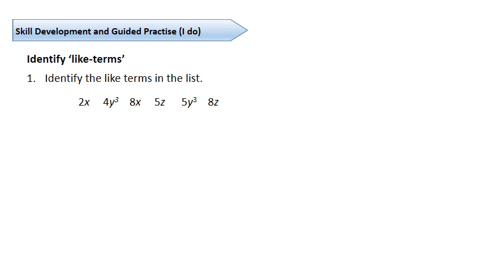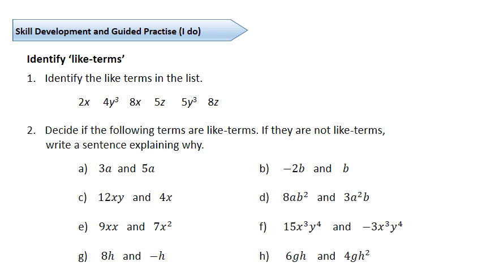Right, identify like terms in the list below. So let's have a look at this one here. Looking at our variables first, we've got x and x. So these ones are like terms. There's no more x's in our list. Let's have a look. We've got a y cubed here, y to the power of 3. We've got another one here. So those are like terms. And we've got a 5z and an 8z.